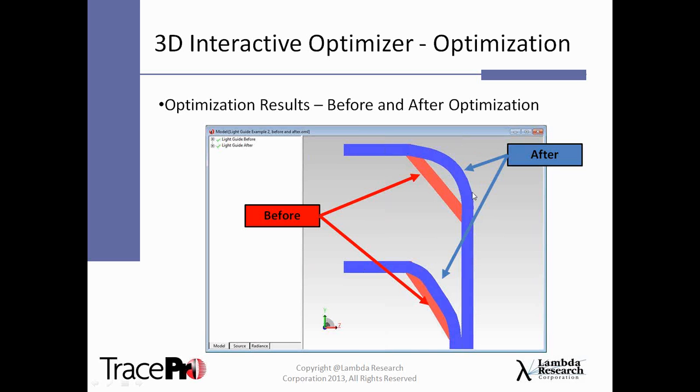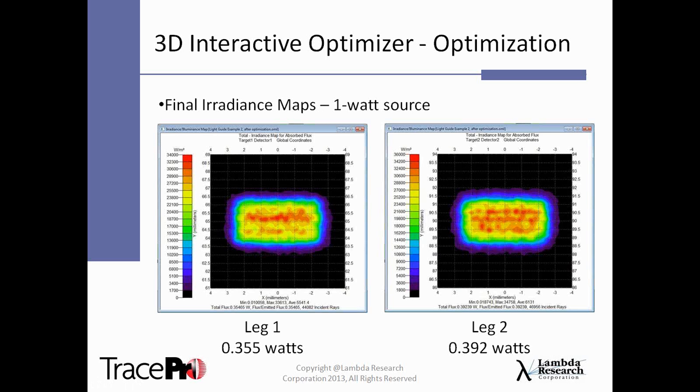And then here's the results. Leg 1, 0.355 watts, leg 2, 0.392, so roughly 0.75 watts getting out of this light guide compared to the 0.3 watts. So we went from 30% efficiency to 75% efficiency. And we can also see our uniformity from leg to leg is roughly plus or minus 5, plus or minus 6%. So there might be some room for improvement there as well.